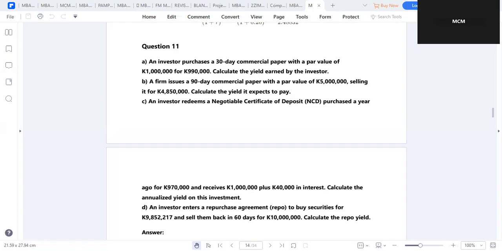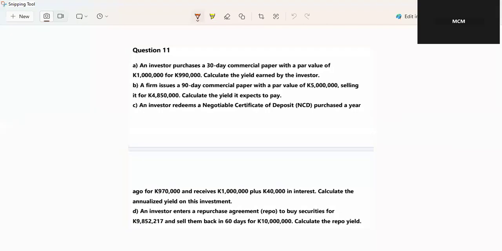So now I need your participation in each of these. Question number 11 part A, we're asked to calculate the yield for a commercial paper. So how do we calculate that? What is the formula for the yield? Anyone? What are we given in this paper? We've been given the par value and the purchase price, and the time is 30 days. So what's the formula for the yield?